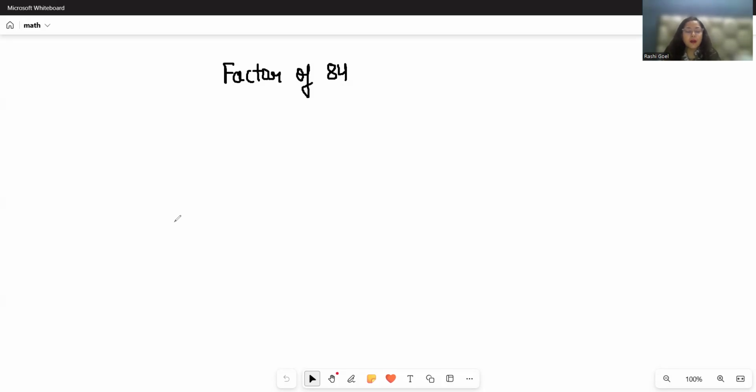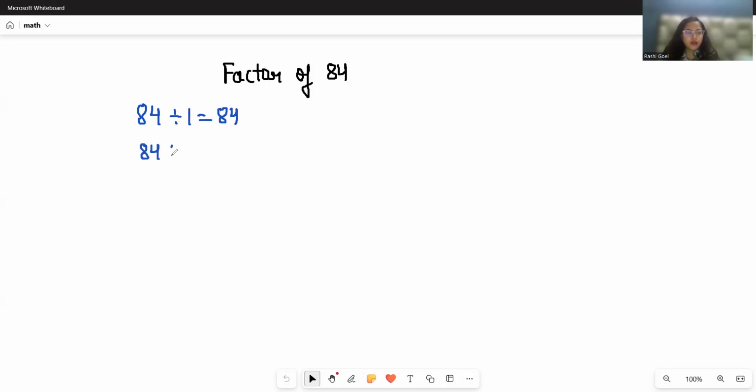So factors are numbers that divide another number exactly without leaving a remainder. Or we are looking for all numbers that divide 84 completely. So let's start with 1. So 84 divided by 1 is 84.